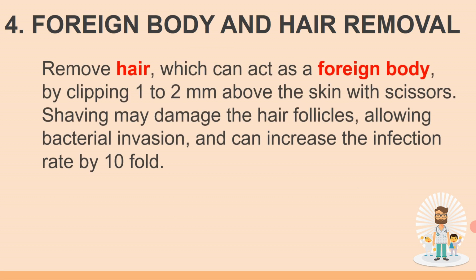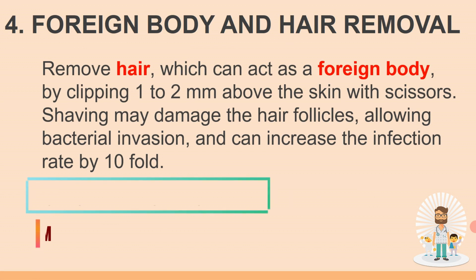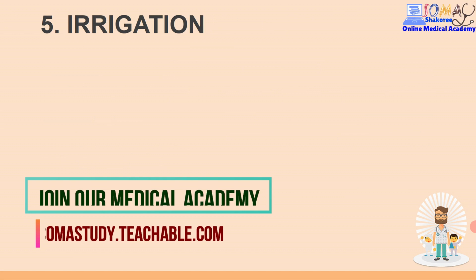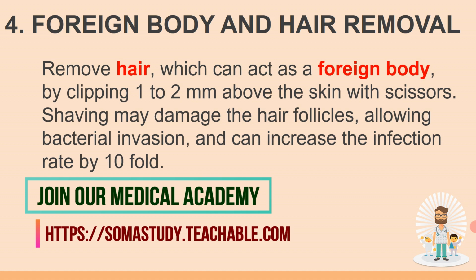What is next? Step 4. Foreign body removal and hair removal. Debridement is the 6th. Foreign body removal and hair follicle removal. Remove the hair, which can act as a foreign body, by clipping, not by shaving. Unfortunately, in the emergency department, even in the operating theater, in our locality, they remove it by shaving, not by clipping. I tried to change this, but they want to be faster and do just shaving. Shaving may damage the hair follicle, allowing bacterial invasion, and can increase the infection rate by 10-fold. This is the problem with shaving. We have to do clipping. We don't have the facility to do clipping in the emergency department or in the operating theater.